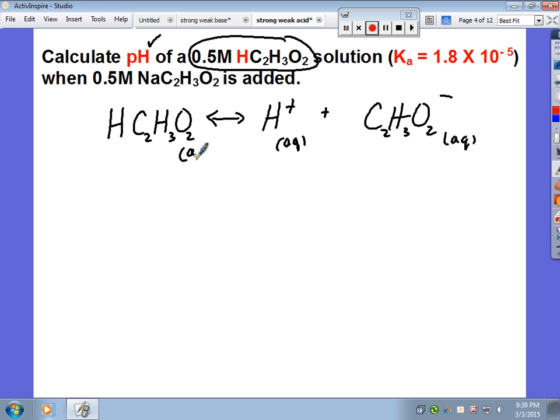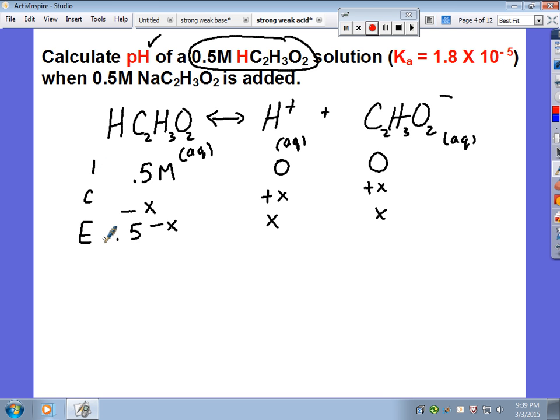What's true? I have 0.5 molar to start with. None of this and none of this. This is going down by x. This is going up by x. This is 0.5 minus x, x, and x. I, C, E.